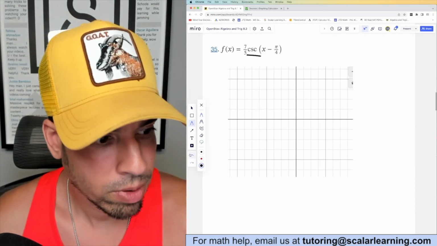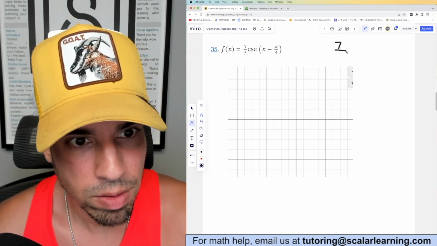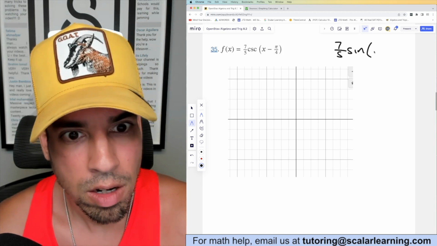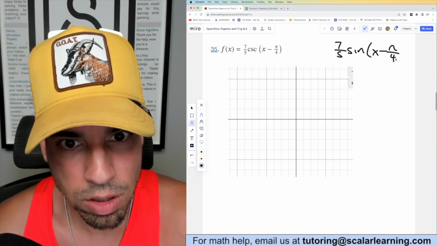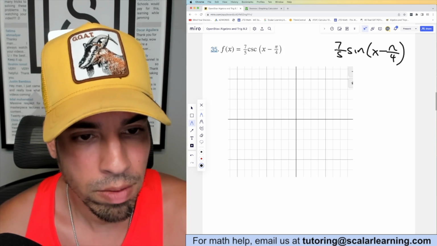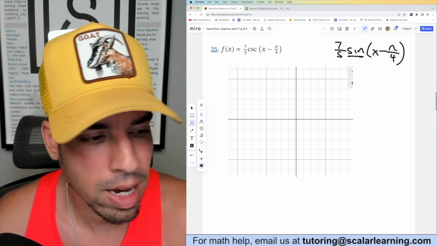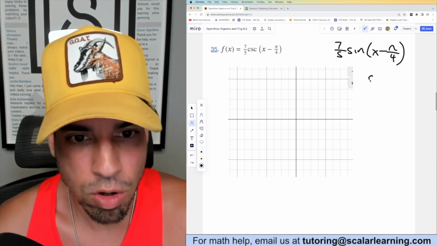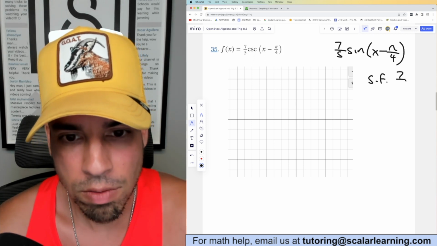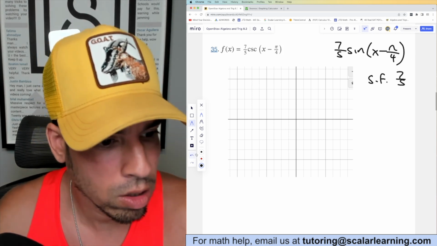So for this one, we're graphing cosecant. So I'm going to start by graphing sine. Okay, so we'll say we have 7/5 sine of (x minus pi/4). Now there's two things happening. Number one, we have a coefficient here which will affect the amplitude of sine. We can also call it a stretching factor of 7/5.